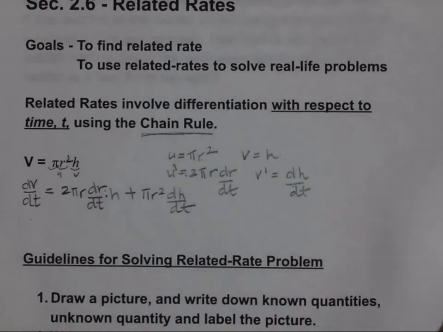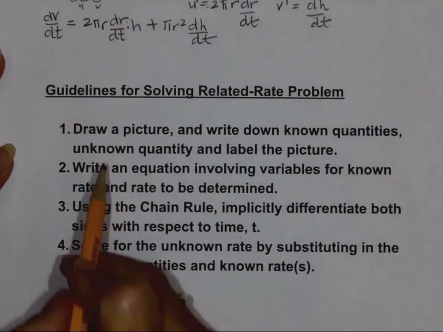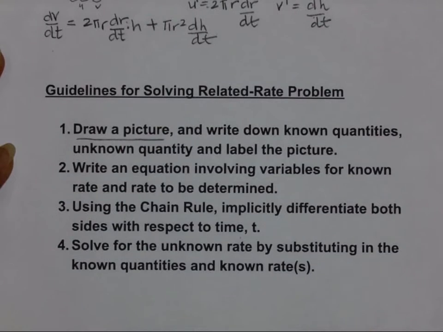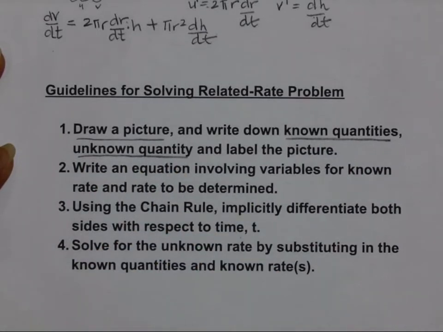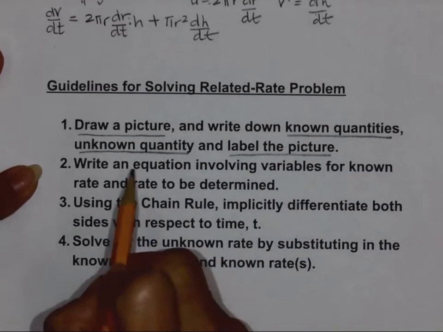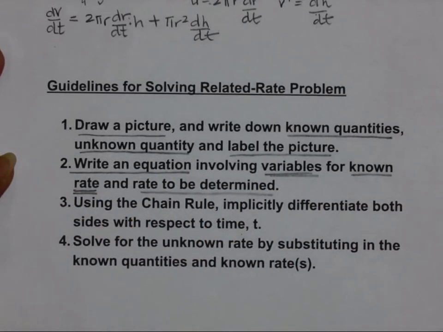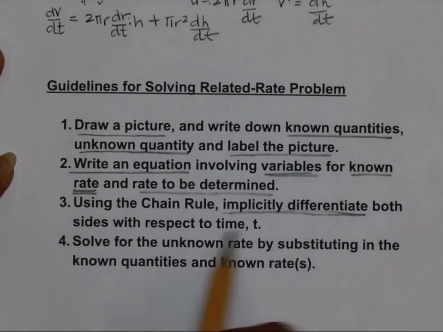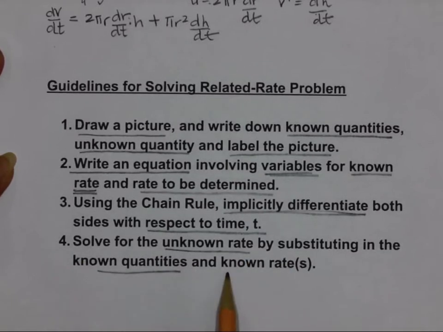So the guideline for solving related rates problems is given right here. The very first thing you want to do is draw a picture. You want to write down the known quantities and also the unknown quantity, the quantity that you want to find, and then label the picture. Second, write an equation involving variables for the known rate and rates to be determined. Then, using the chain rule, implicitly differentiate both sides with respect to time. The very last thing is to solve for the unknown rate by substituting the known quantities and known rates.